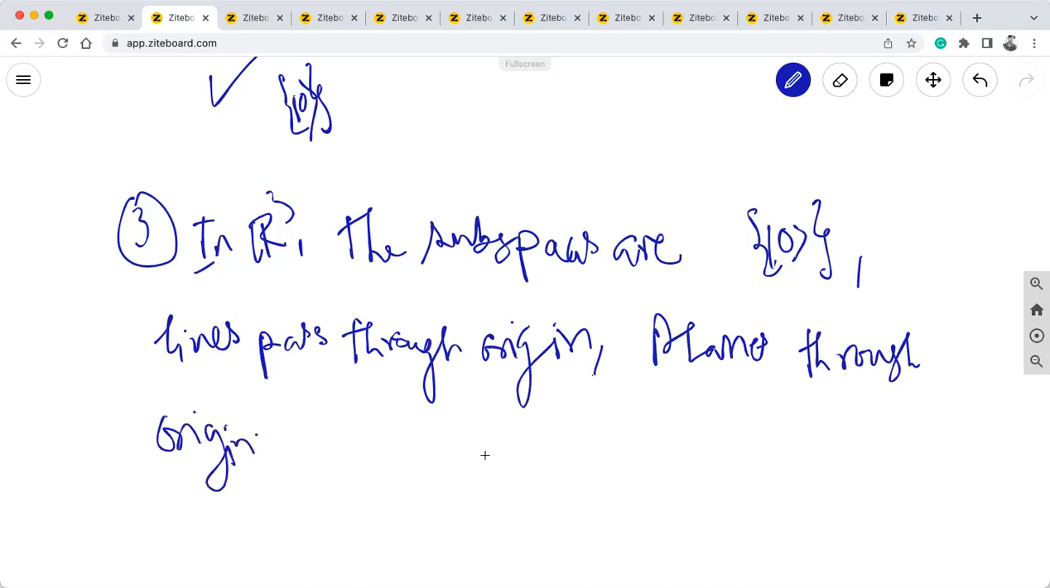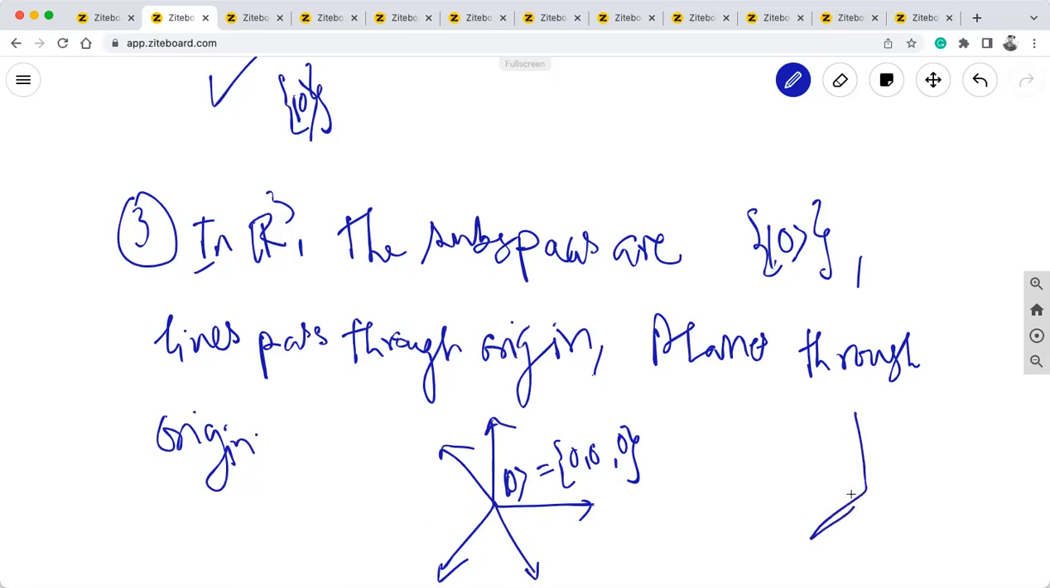If it is a 3-dimensional system, here is the origin, that means this vector ket naught, which has position 0, 0, 0. So it's a vector space. All lines that pass through this origin, they are vector spaces. And also the plane. Say, for example, I draw a plane in this picture.